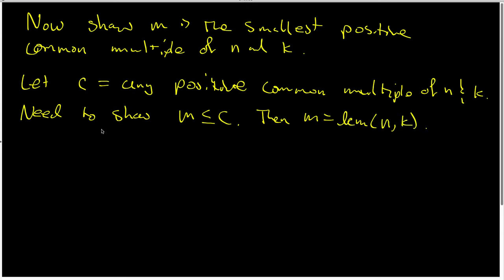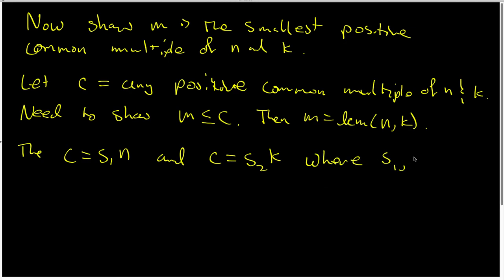So how am I going to do this? Well, if c is any positive common multiple of n and k, then I know c is equal to s1 times n, and I also know that c is equal to s2 times k. And this is where s1 and s2 are natural numbers because n and k are natural numbers. And so I have to be multiplying them by positive numbers to get a positive common multiple.